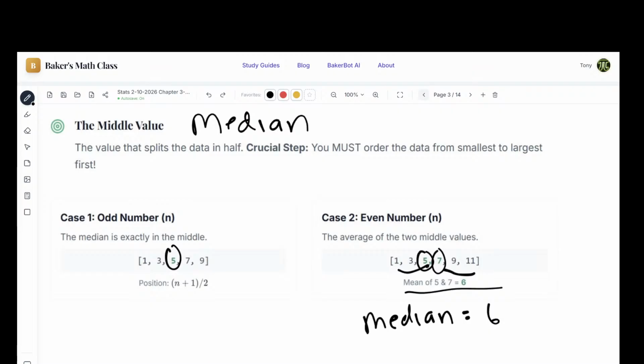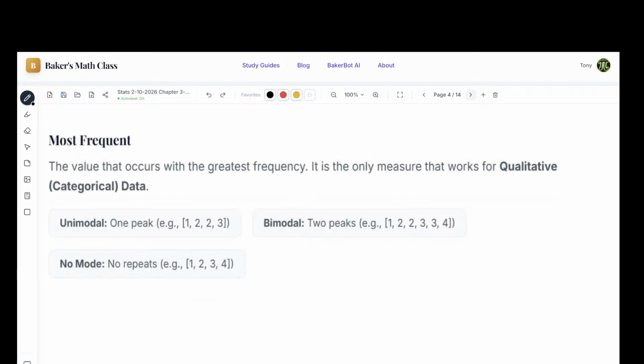The next one we're going to look at is mode. Mode is the one that appears most often. This is the only one that will work for qualitative data. Median and mean you cannot use for qualitative data. You have to be able to do calculations with them, so they have to be quantitative data. Mode does not. Mode you can do with qualitative data.